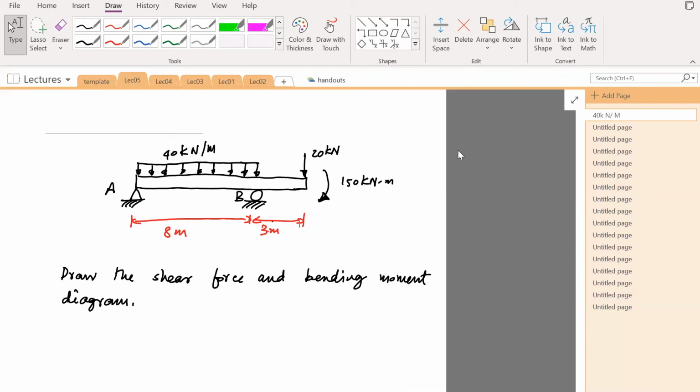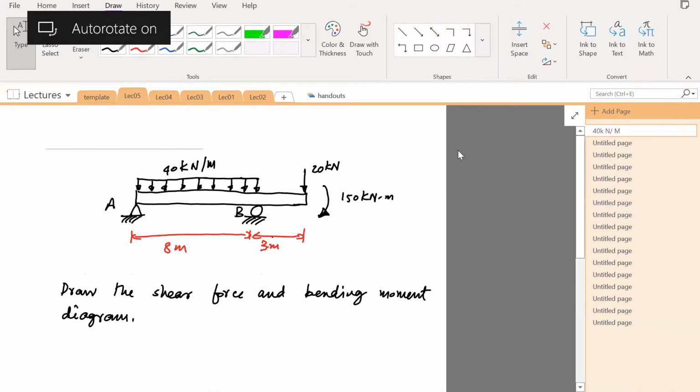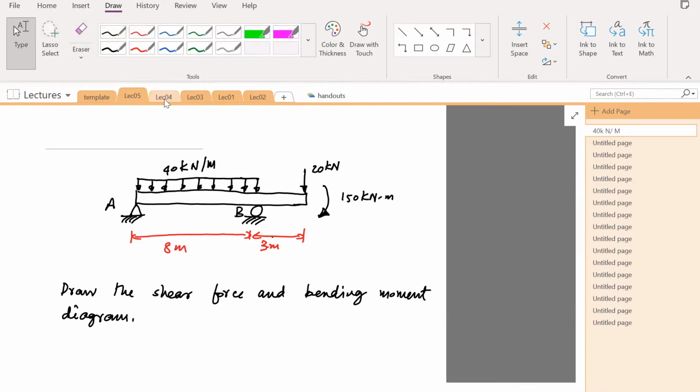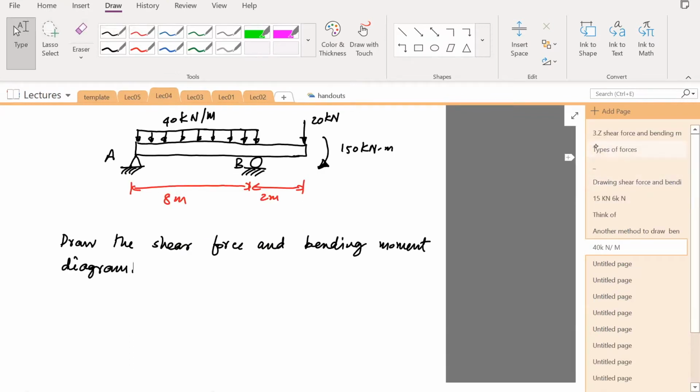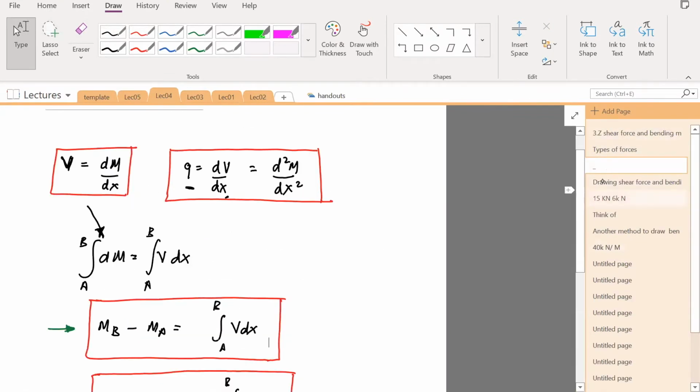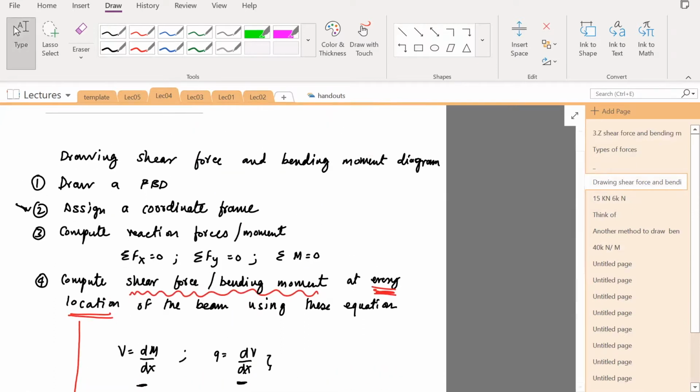Let's dive into it. So here what we're doing is we are following these four things. Draw free body diagram, assign coordinate frame, compute reaction forces and moments, and then finally the fourth part, which is actually the lengthiest part, compute the shear force and bending moment diagram.